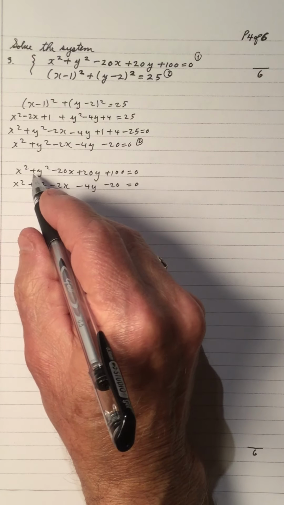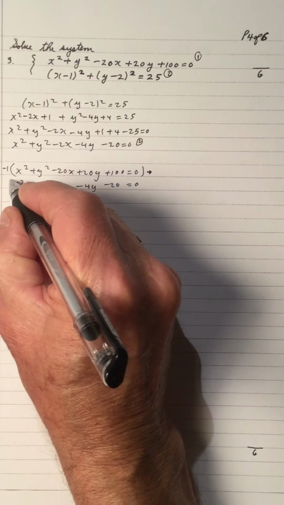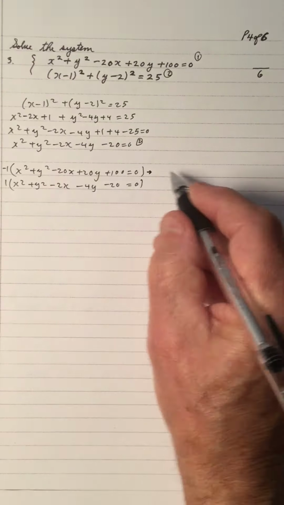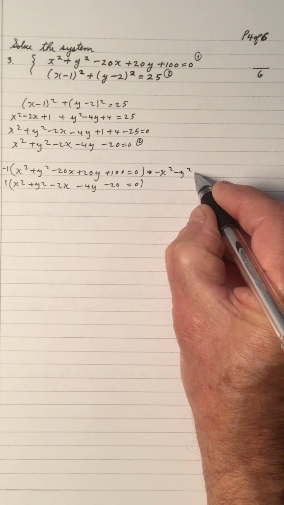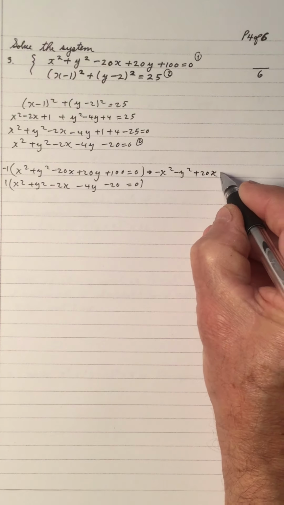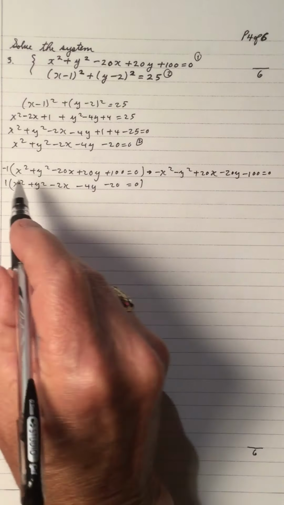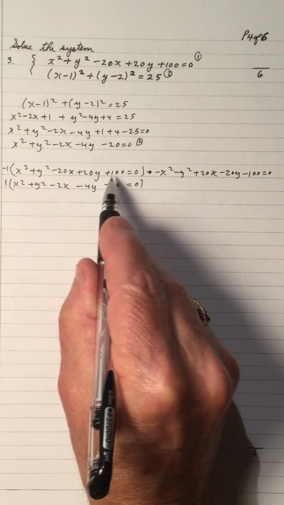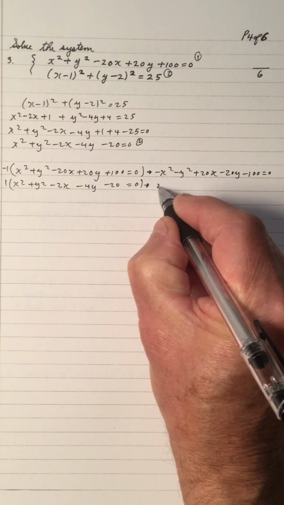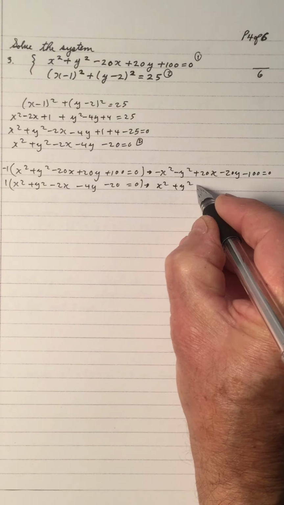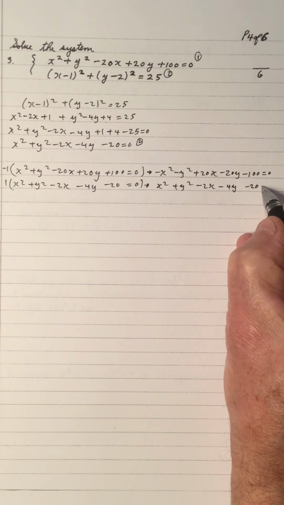Now I want to eliminate the x squareds, so I'll multiply this one by negative 1, and this one by 1. Negative 1 gives me negative x squared minus y squared plus 20x minus 20y minus 100 equals 0. So I took a negative 1 and multiplied by all these terms of the equation. Multiplying by 1 doesn't change it, so I get x squared plus y squared minus 2x minus 4y minus 20 equals 0.